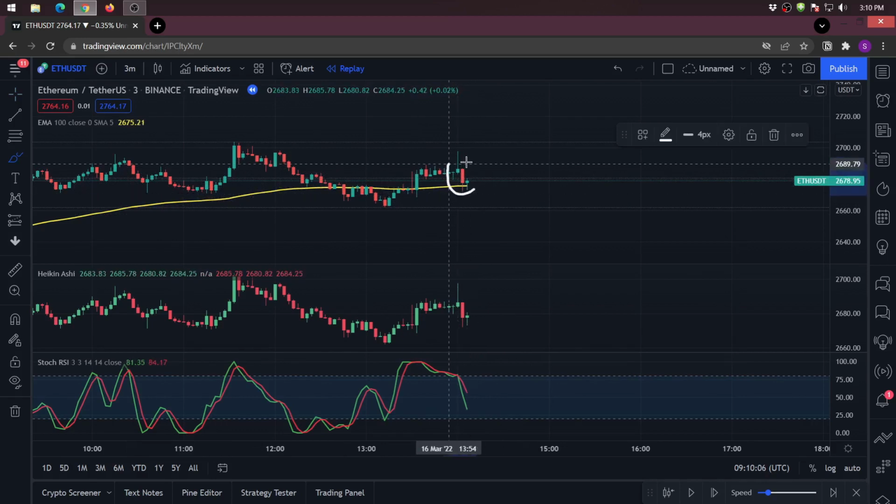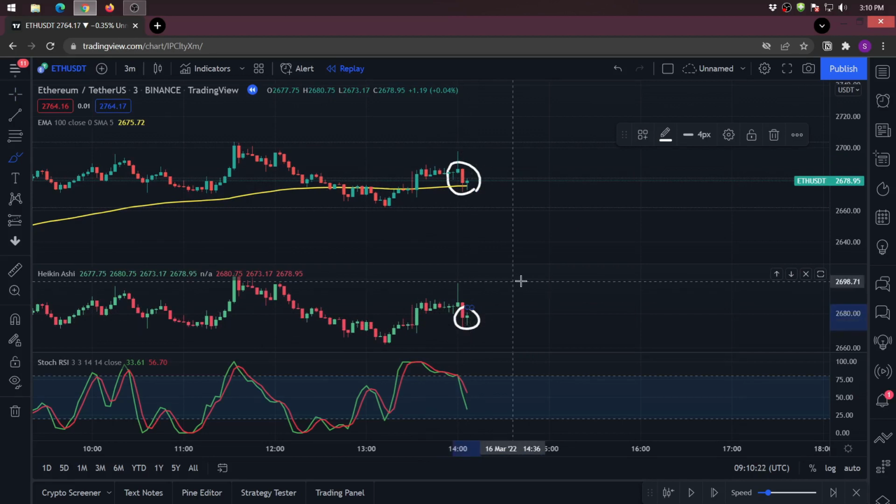So the first confirmation is done, and the second confirmation you can see is the Heikin Ashi candle color is green. And the third confirmation: you can see the green line is not yet crossing the red line. When the crossover happens, we get the third confirmation from stochastic. So wait and let's see what happens.